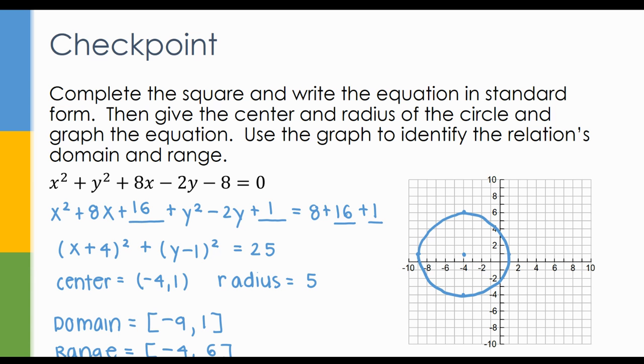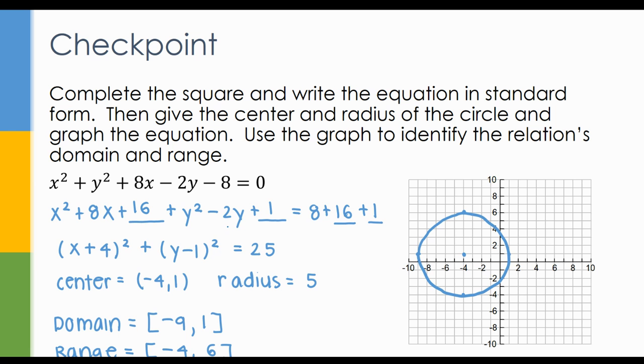So notice that in this case, I moved the 8 over to the right to get the constant. I rearranged my terms so the x's were together and the y's were together. Notice that I took 8 divided by 2 and I squared it. 8 divided by 2 is 4. 4 squared is 16. Because I added it to the left, I added it to the right.